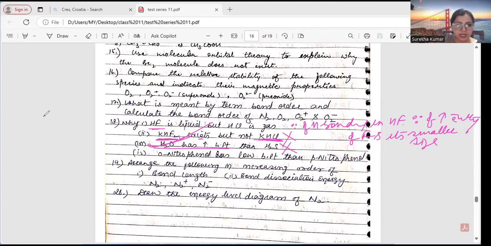Orthonitrophenol has a lower boiling point than paranitrophenol. See, what is orthonitrophenol? This is phenol. This is the ortho position. Here NO2 is written. And what is paranitrophenol? This is phenol. At the para position, the nitro group is there. In ortho, they are too close to each other. They will show the bonding like this.